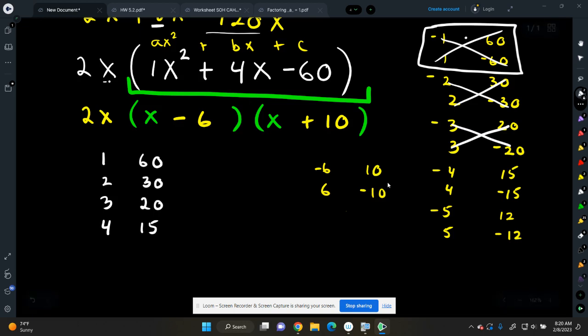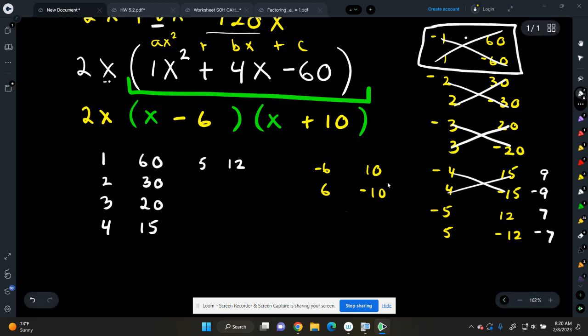4 goes into 60 15 times. So it's negative 4 and positive 15. Now I'm getting closer, right? This adds up to 11, this one adds up to negative 11, so they don't work. So we'll check 5. 5 goes into 60 12 times. So negative 5 and 12, that's going to add up to 7. We're getting closer. The other is going to add up to negative 7.